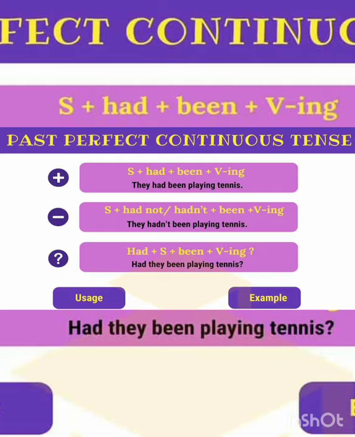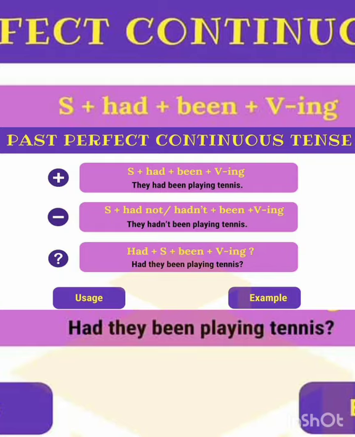And then to frame a negative sentence in past perfect continuous tense, the formula should be subject plus had not or hadn't plus been plus verb 1, and we should add ing to the verb 1. An example for a past perfect continuous affirmative sentence is they had been playing tennis. And an example for a past perfect continuous negative sentence is they hadn't been playing tennis.